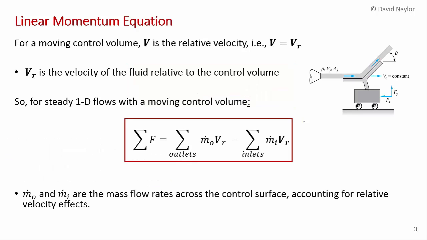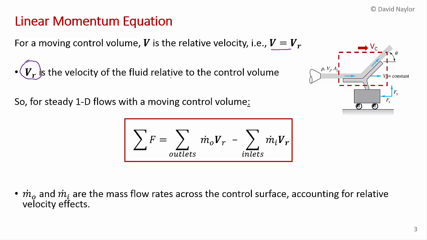The difficulty here and the difference is that we have a moving control volume. And so the V in that previous equation is the relative velocity. So we're going to replace the vector V with VR, because we have a moving control volume to the right. And so VR here is the velocity of the fluid relative to the control volume.